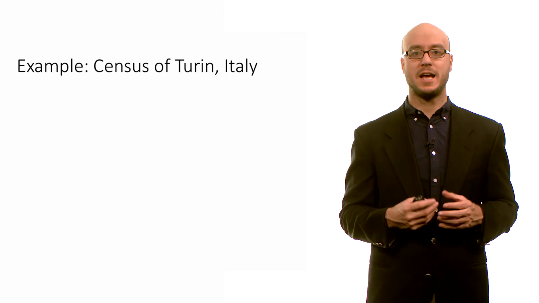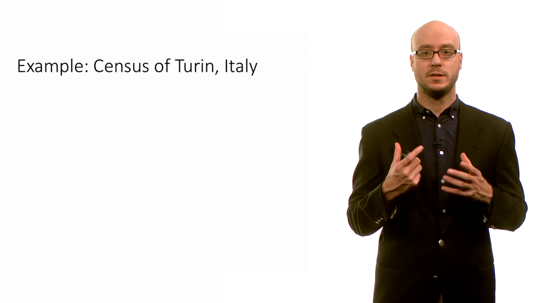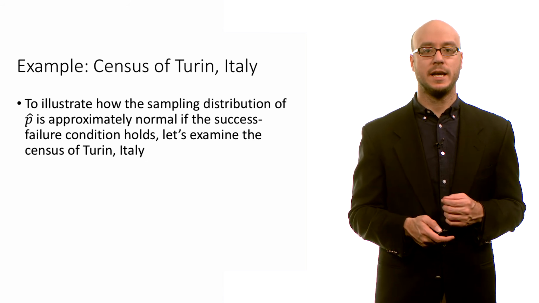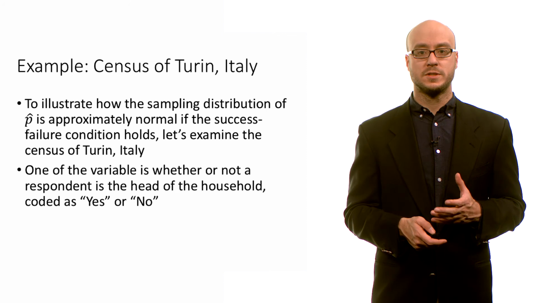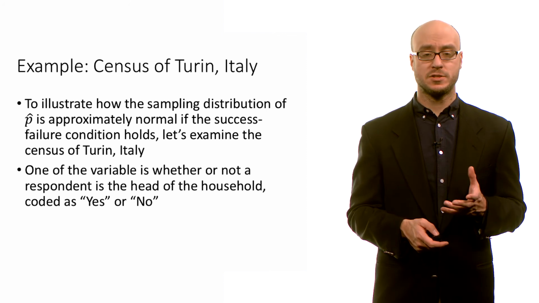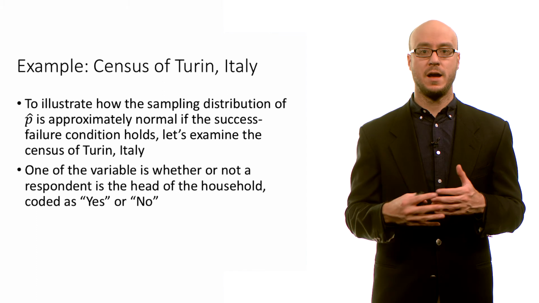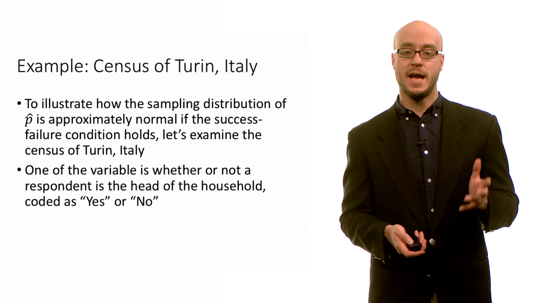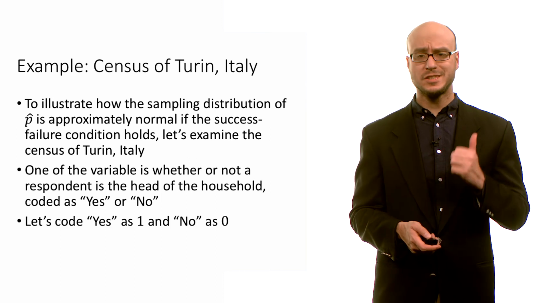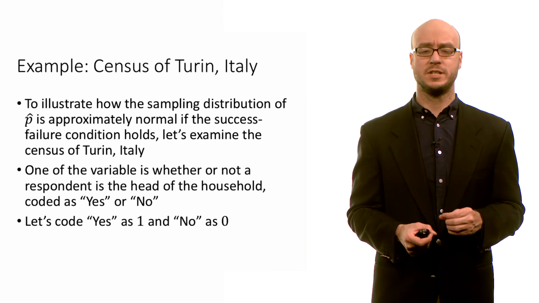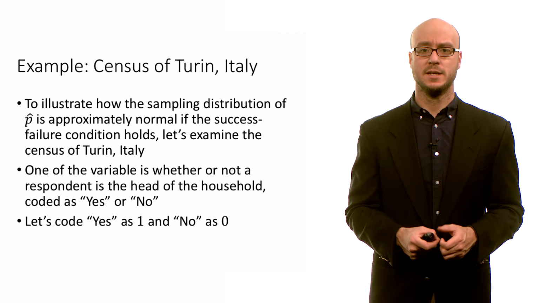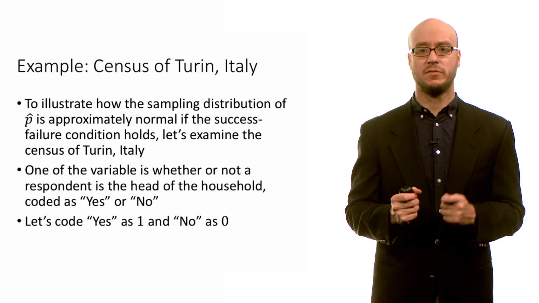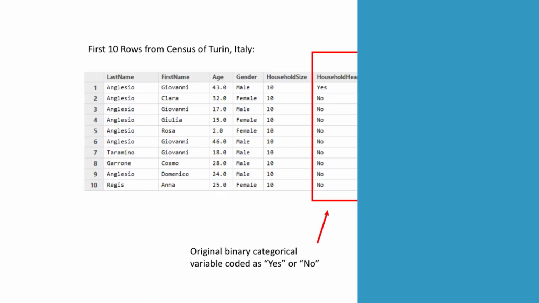So let's go through an example and really check out this idea. Let's look at the census of Turin, Italy. One of the variables is whether or not a respondent is the head of the household. They went around and asked everybody in these homes in Turin, Italy, are you the head of the household or not? And people said yes or no. Let's code yes as 1 and no as 0. In this example, a success is 1, you're the head of the household. A failure is 0, you're not the head of the household.